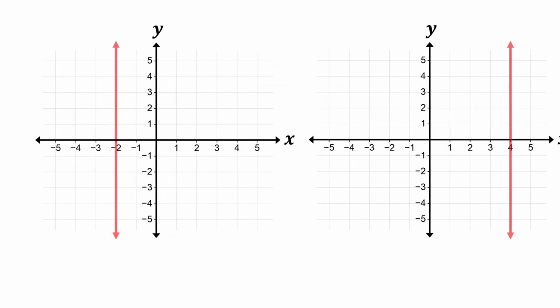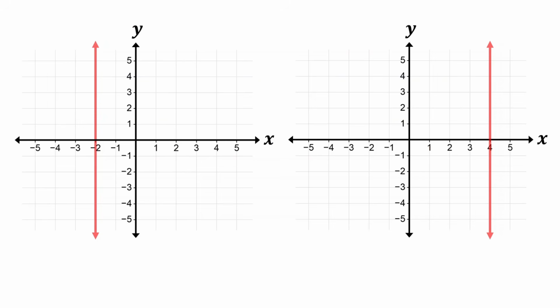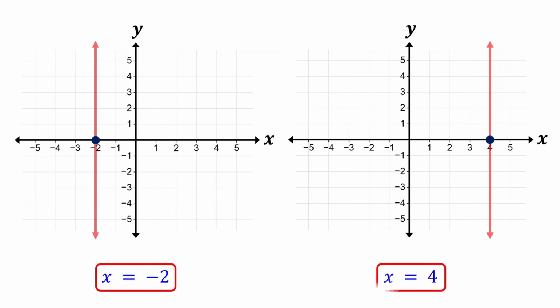Try these. Write the equations of these 2 vertical lines. For the first line, the x-intercept is -2, so the equation is x equals -2. For the second line, the x-intercept is 4. So the equation is x equals 4.